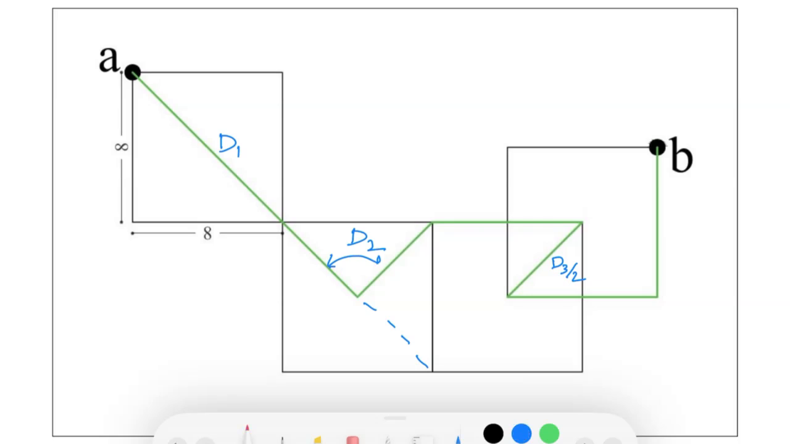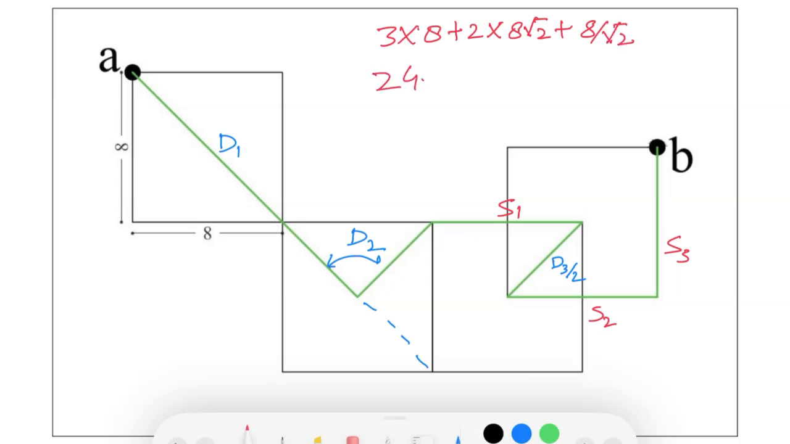Let's talk about sides. This is side 1, this is side 2 and this is side 3. So we're getting 3 sides and 2.5 diagonals. Let's solve it. 3 times of 8 sides, 2 full diagonals, so 2 into 8 root 2. What was half the diagonal? 8 by root 2.